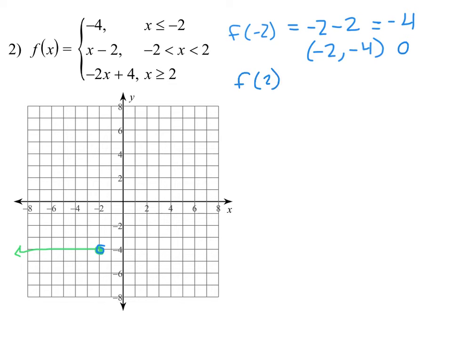Next, we're going to plug in positive 2. So we have 2 minus 2, which gives us 0. So when x is 2, y is 0. So we're going to go to the right 2 and stay at 0, and then we put another open circle there, and we just connect these 2 points.